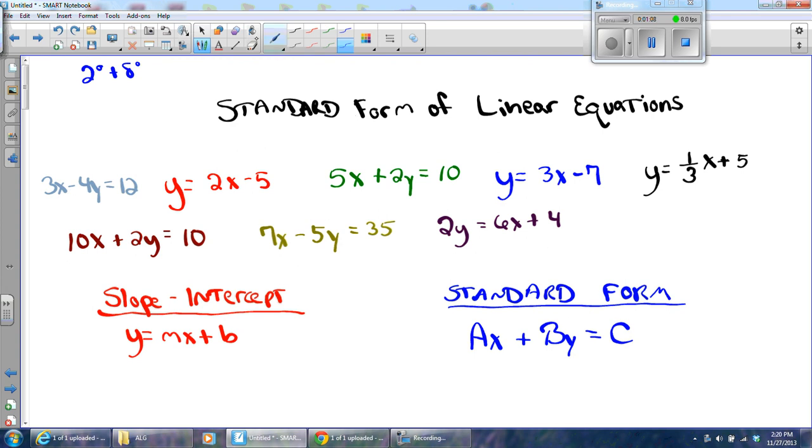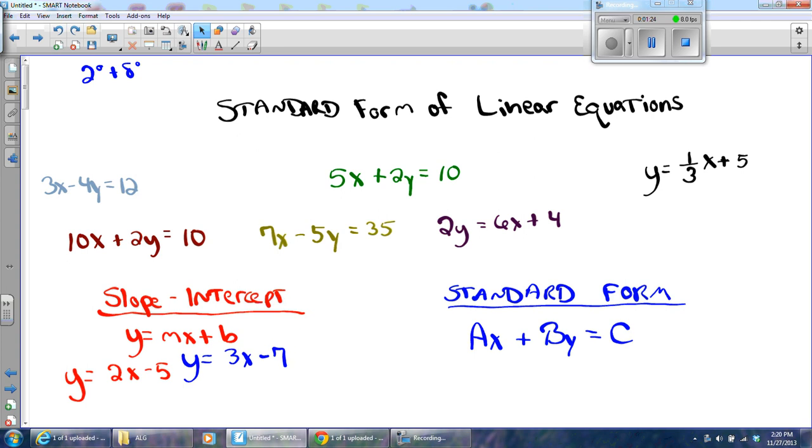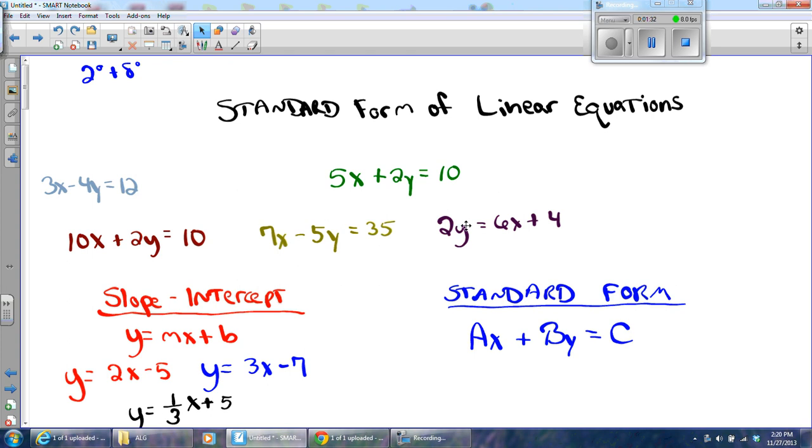So let's take a look at these different equations I have written up here, and let's see which ones look like they're in slope-intercept form. Well, let's see, y is alone here. That must be a slope-intercept equation. Okay, y is not alone here. Y is alone here. There's another slope-intercept equation. Okay, y is alone here. All right. Now, this one, y is not alone yet, so it's not in slope-intercept form.